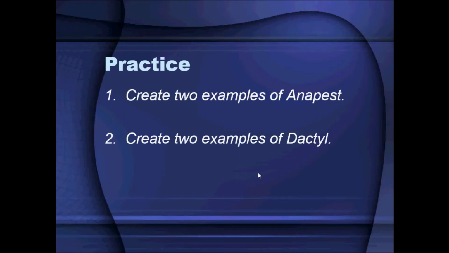You now get to create examples of anapestic and 2 examples of dactylic. I'll give you just a minute to do that. So what you'll need to do is write those two things next to the open bubbles on your sheet, and then write two examples of each. So you get about a minute to do that.